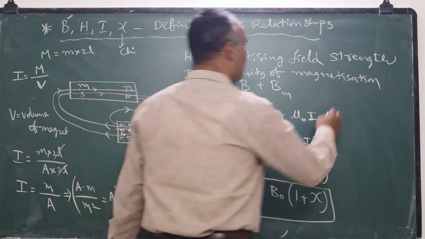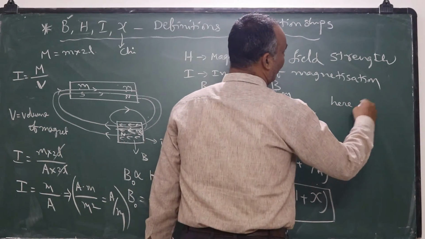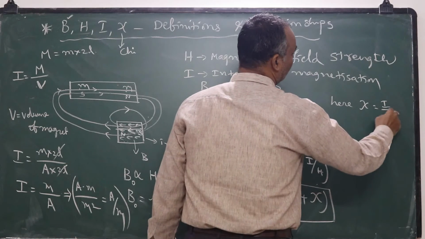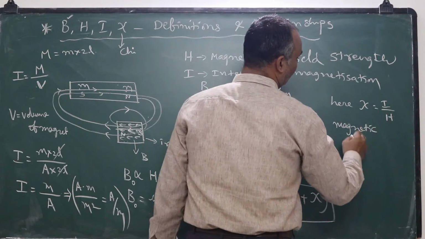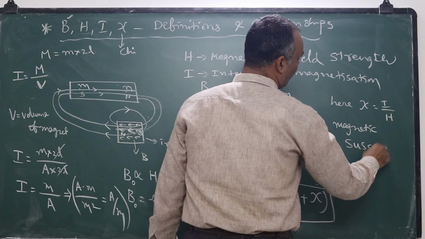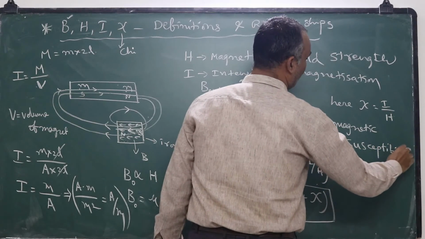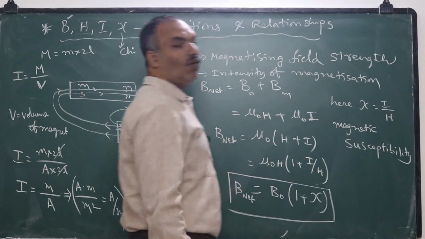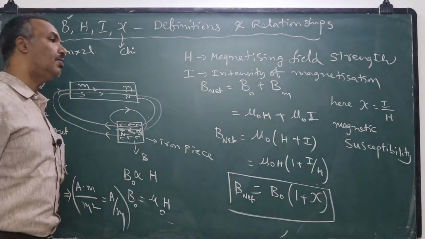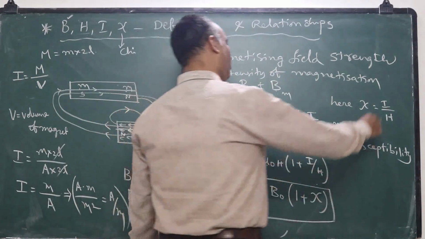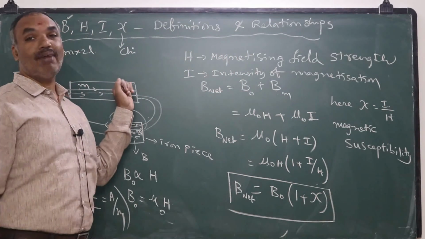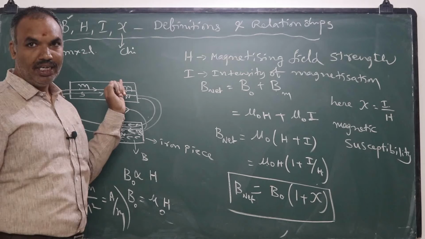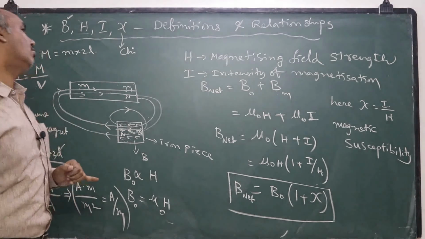Here chi is equal to I by H, called magnetic susceptibility. What is the definition of magnetic susceptibility? It is the intensity of magnetization developed in an iron piece to its magnetizing field. One example I will tell you.